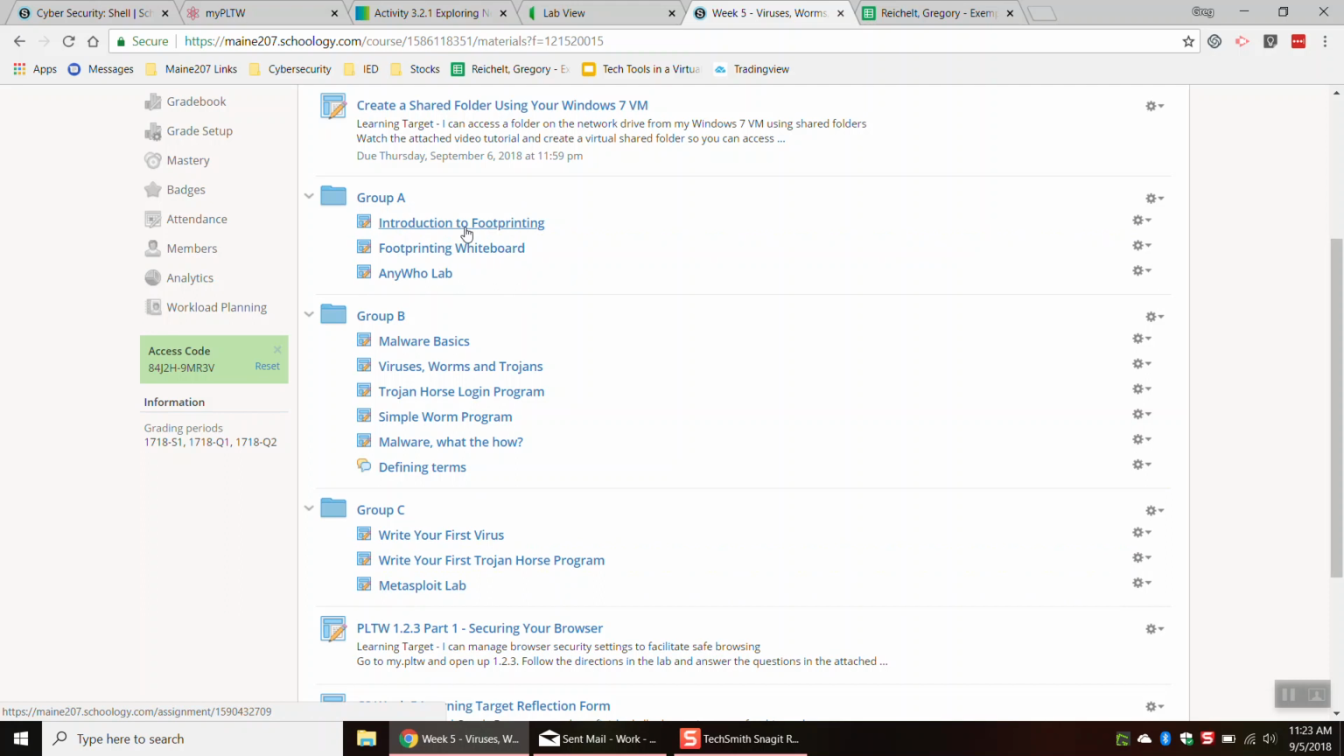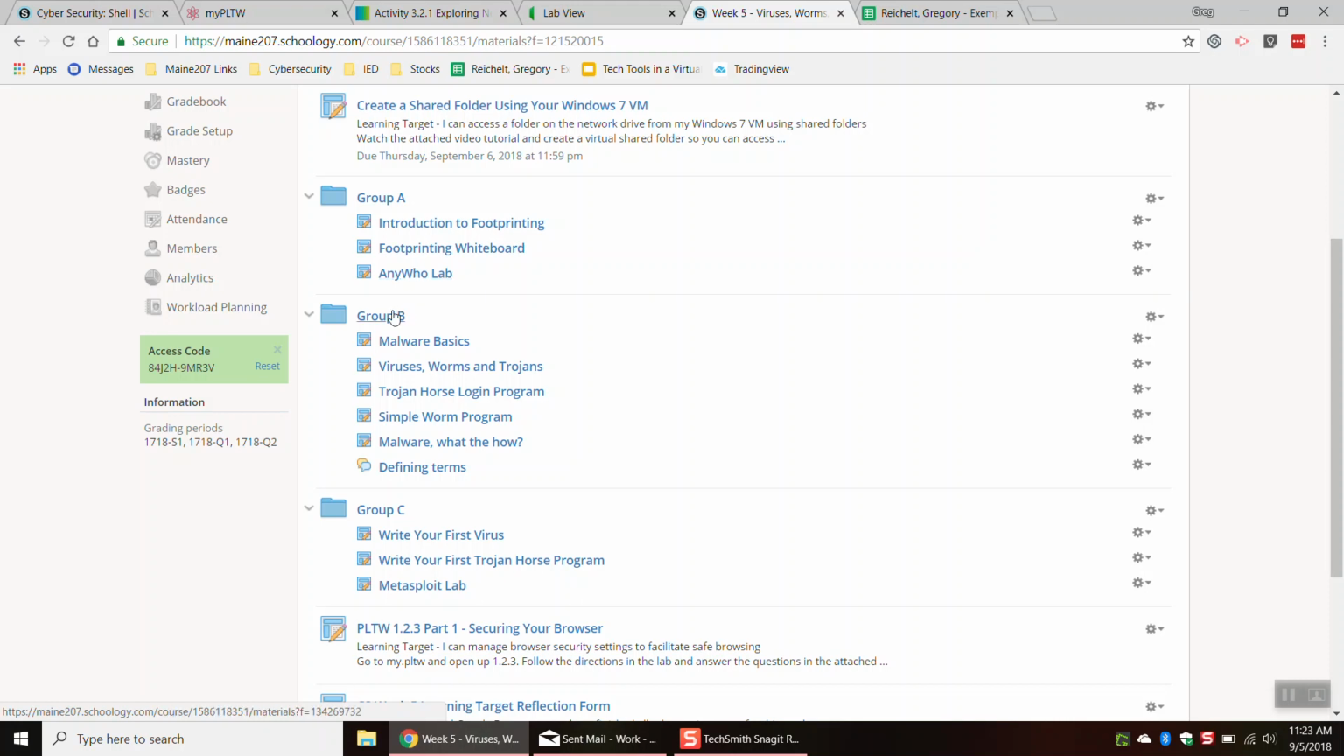Each one of these will take about 45 minutes for students to work through, whichever group they choose, either group A, group B, or group C. So they'll be in their groups and work through that for 45 minutes, and then I'll have students report out to the class what they learned. Group A will report out to the class what they learned about footprinting, and when they're reporting about it, I'll reinforce the concepts that are most important.